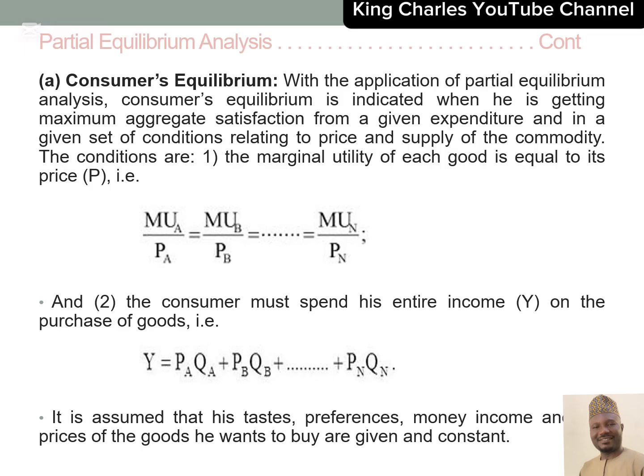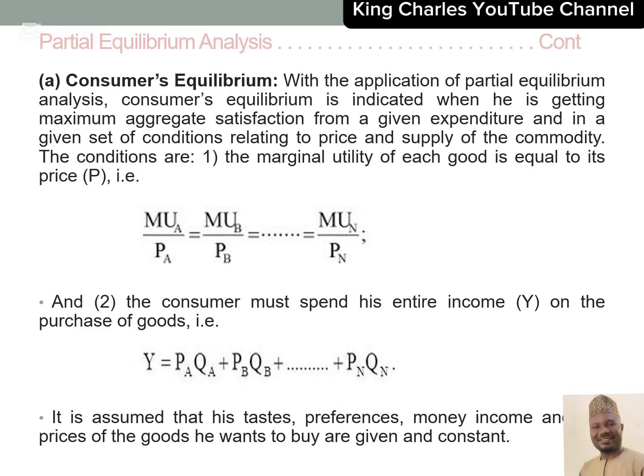And 2, when the consumer must spend his entire income, why? On the purchase of goods. Now, in this discussion, in this analysis, it is assumed that the consumer's taste, preference, money income, and the price of the goods you want to buy are given and constant.